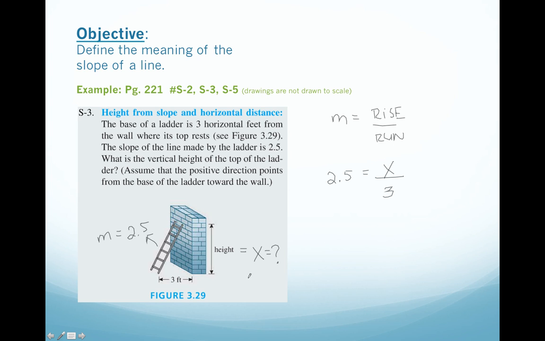We called it x. And now you can see that we have an algebraic equation where we can use inverse operations to solve. So to solve for x, we're going to multiply both sides by 3. This will cancel out on the right-hand side. And on the left-hand side, 3 times 2.5, we get 7.5. So this tells us that the height of the wall is 7.5 feet.